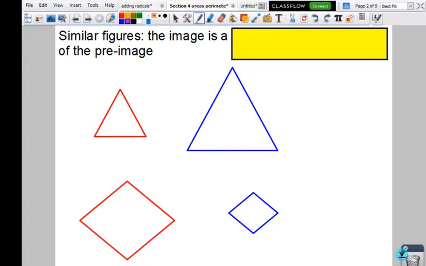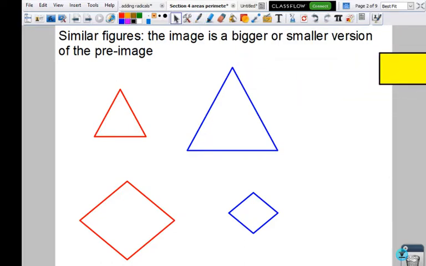Okay, so we've talked about similar figures before. What we're doing today is finding the area of similar figures. Remember, similar figures are when you have an image that is just a bigger or smaller version of the pre-image. They are the same shape, they've just been stretched out or shrunk down, dilated somehow. So that's all a similar figure is.